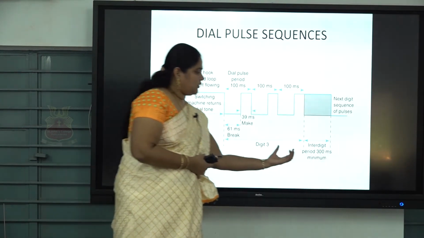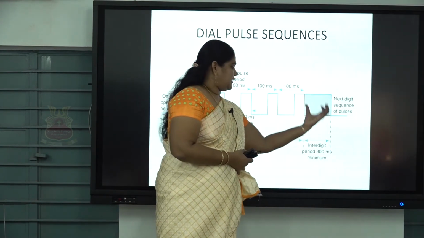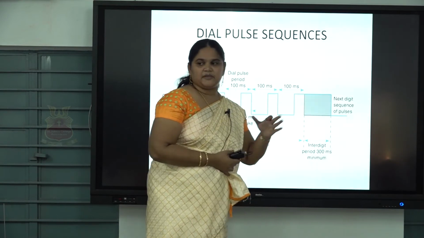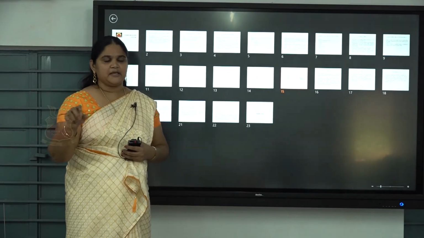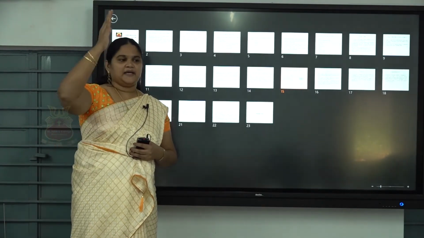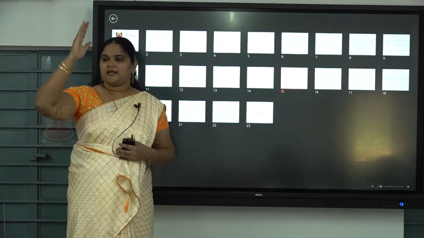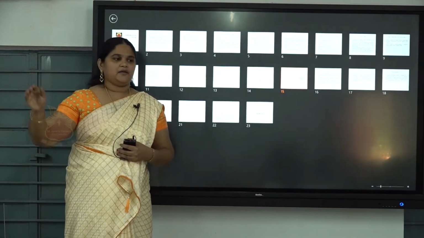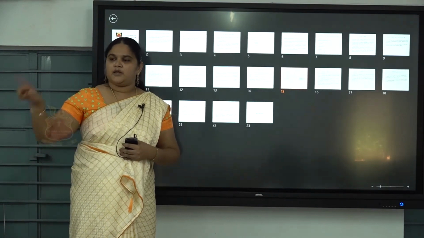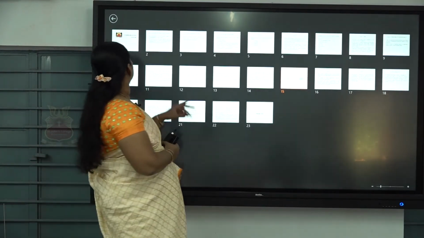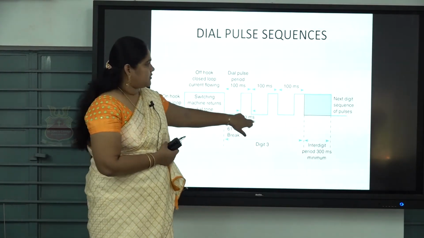So again on 300 interdigit period, before we are pressing another key, here we are using interdigit period 300 millisecond. So for example, if you are pressing 3, 1, 5, so 3 will be 300 millisecond, again 300 interdigit signal. Then 1 means 100 millisecond, again 300 millisecond. 5 means 500 millisecond, again 300 millisecond. Like that it will be going. This is called dial pulse sequences.